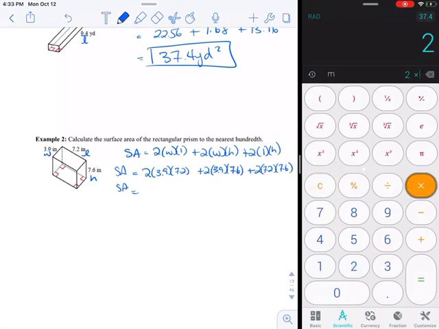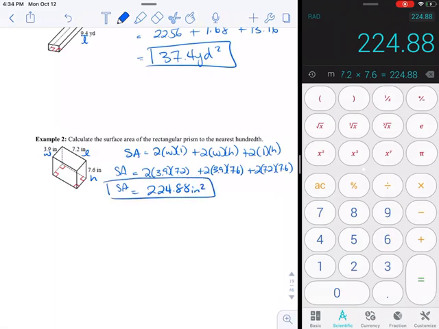So 2 times 3.9 times 7.2 plus 2 times 3.9 times 7.6. All right, plus 2 times 7.2 times 7.6 equals, and we have a total of 224.88 inches squared.